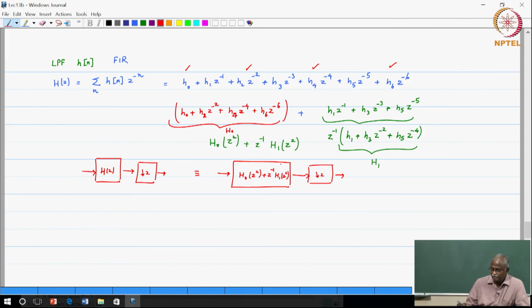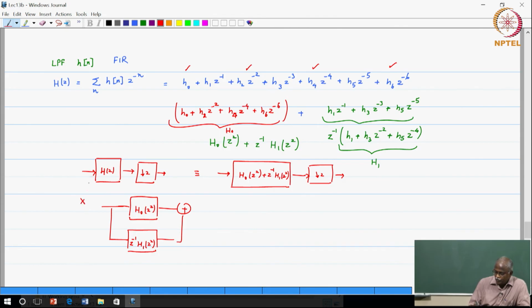Okay. Please draw for me a structure that implements this. I separate out the blocks: H0 of z squared, then another block which says z inverse H1 of z squared, in parallel, and then you have to add the outputs together. So, the input x of n gets filtered by H0 of z squared, that gives you one output, and then the same input is filtered by z inverse H1 of z squared.